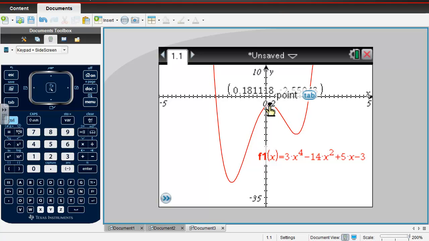Now, this isn't the maximum for the whole graph because it keeps going up forever on both ends here, but this is our local maximum. And so in this area, that's the highest point that it reaches. It's also a turning point where the graph was increasing and now it's decreasing.